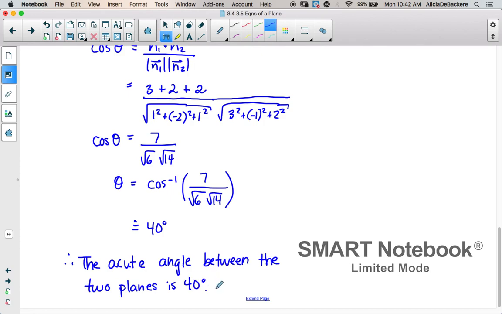Okay, good luck with your practice. Again, I think a lot of the trouble here is just sorting out what information am I given and what do I need in order to come up with this certain version of the equation of a plane. Have fun.